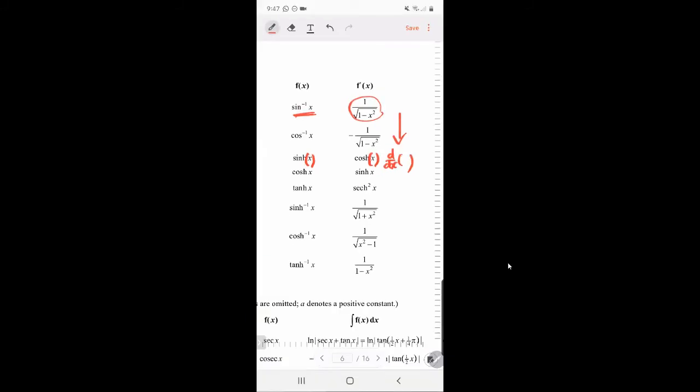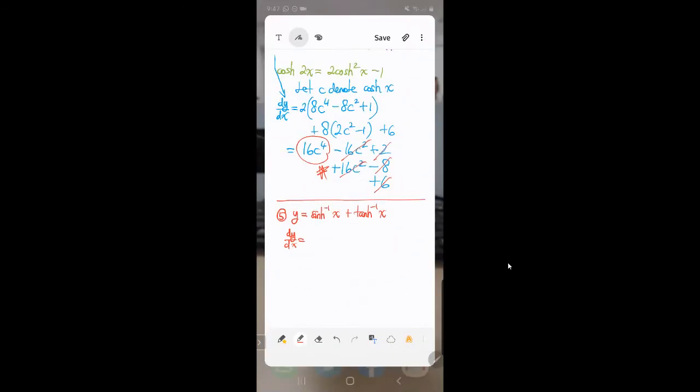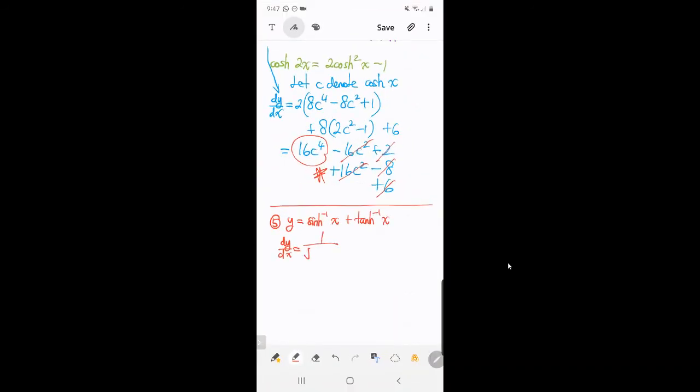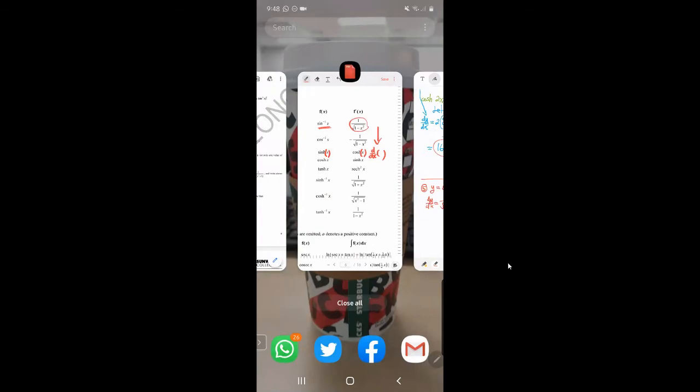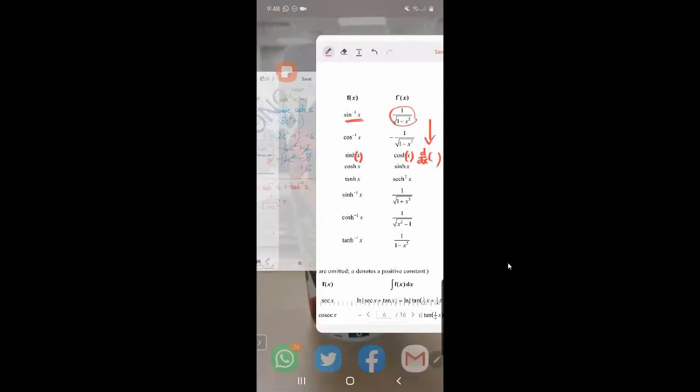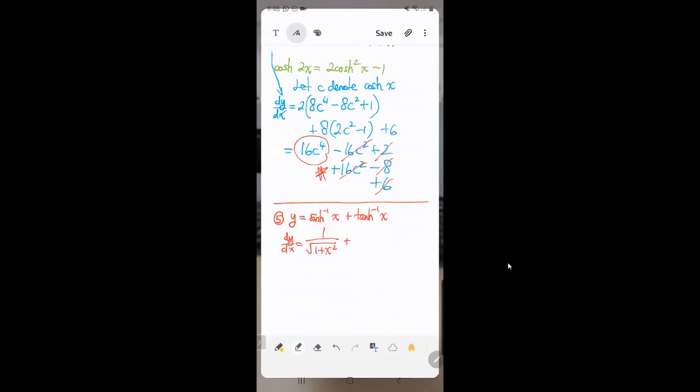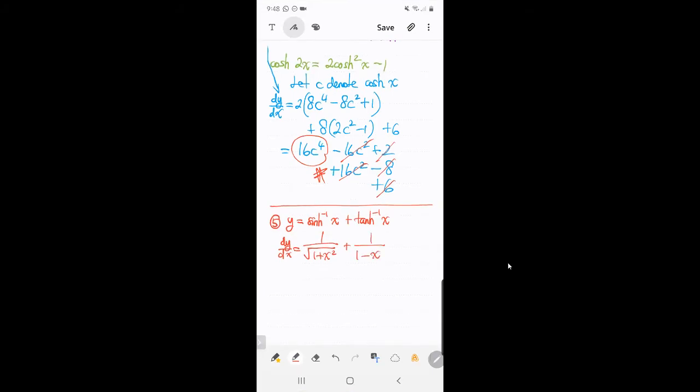So the derivative of sine inverse x is 1 over the square root of 1 plus x squared. And then plus, what about tangent inverse x? The derivative of tangent inverse x is just 1 over 1 minus x squared. Okay. So plus 1 over 1 minus x squared.